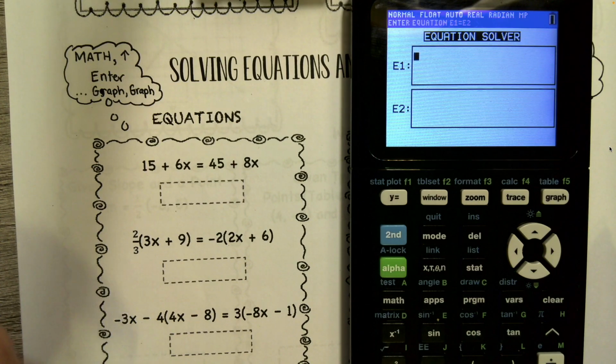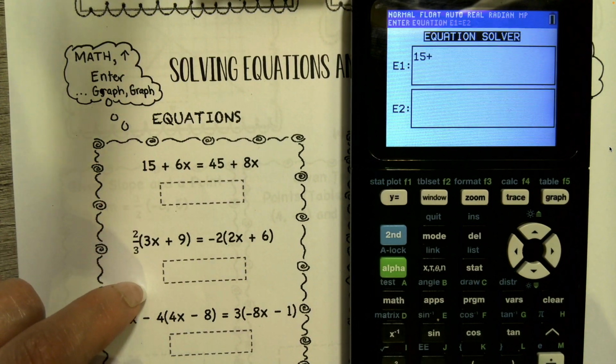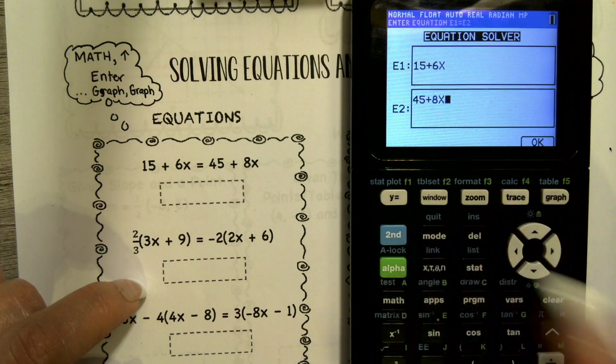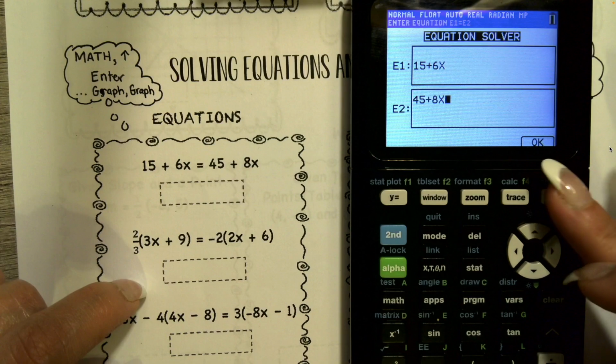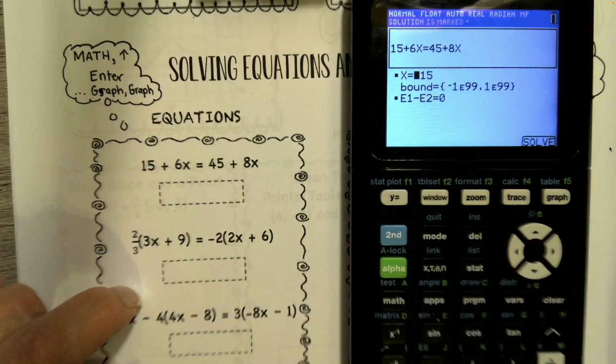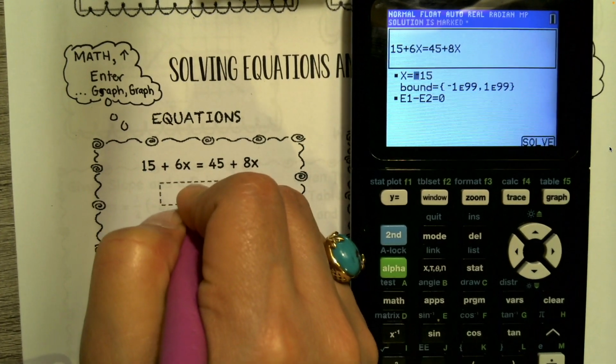Okay, so let's just do it. So we have 15 plus 6x, and then you move to the second one, you do 45 plus 8x. Okay, then you click on graph twice. Graph. And what is your x equal to? Negative 15.